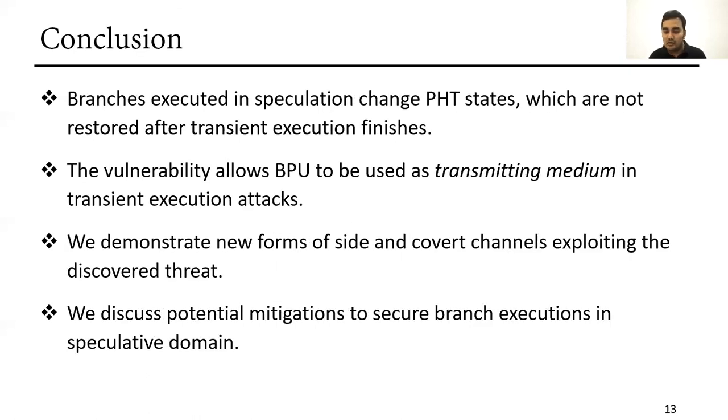In conclusion, we discovered that branches executed in speculation change the PST state, which is not restored after transient execution finishes. We highlight that this vulnerability allows the BPU to be used as a transmission medium in transient execution attacks. We demonstrate new forms of side and covert channels exploiting the discovered threat. We also discuss several potential mitigation techniques for future secure branch predictor design.